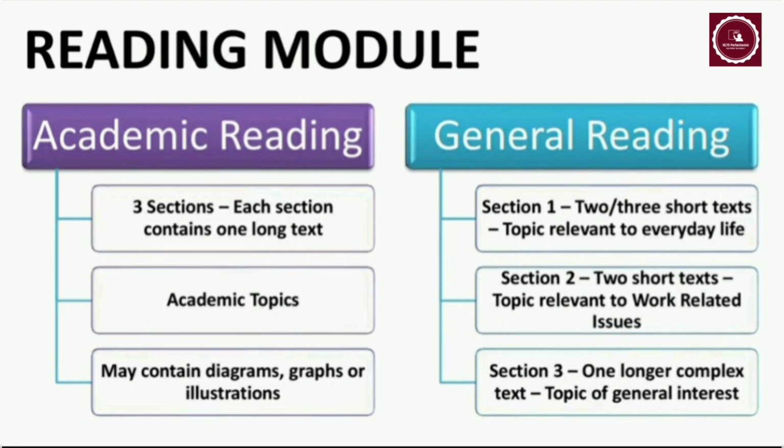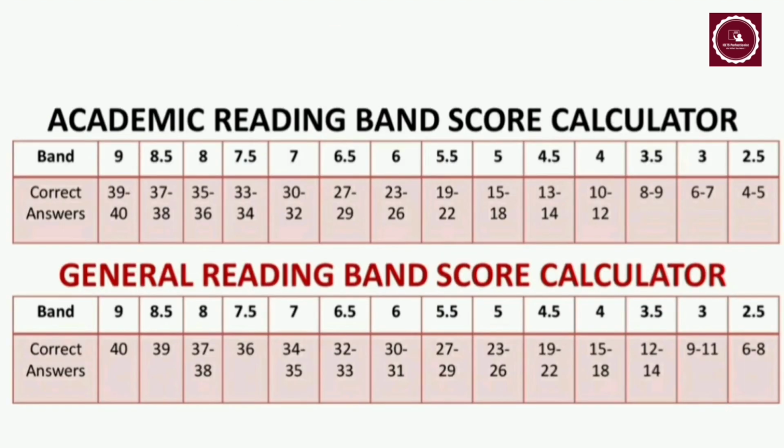It contains 2 short factual texts focusing on work-related issues. For example, applying for jobs, company policies, pay and conditions, workplace facilities, staff development and training. Section 3. It contains one longer, more complex text on a general topic. This is the band score calculator for IELTS academic reading, followed by the general reading test.